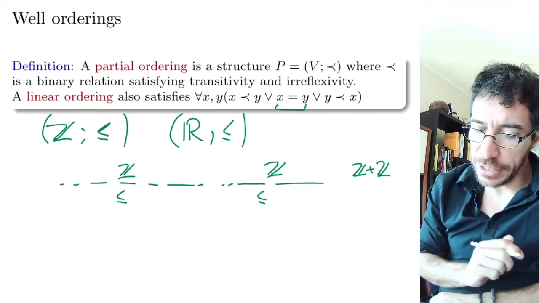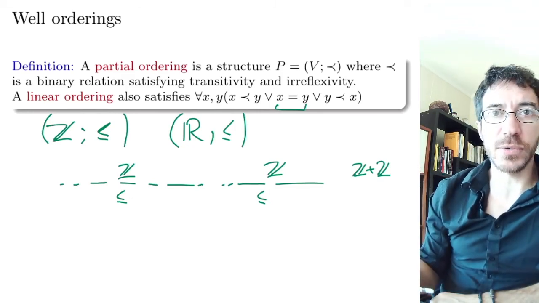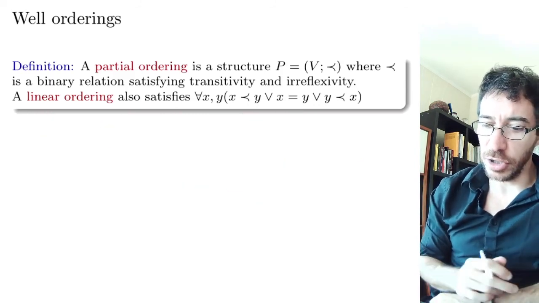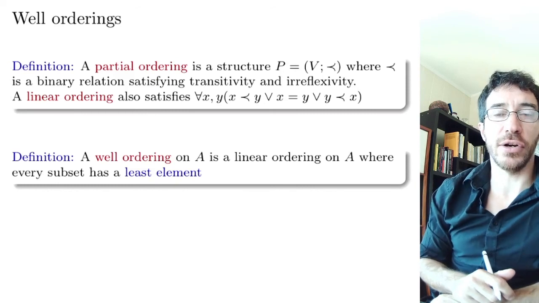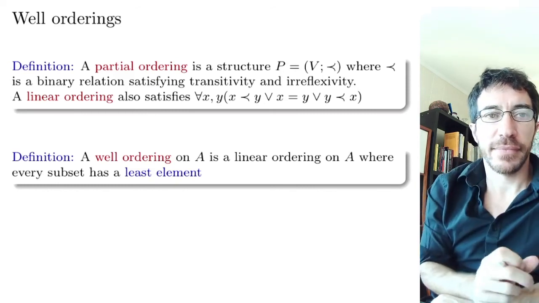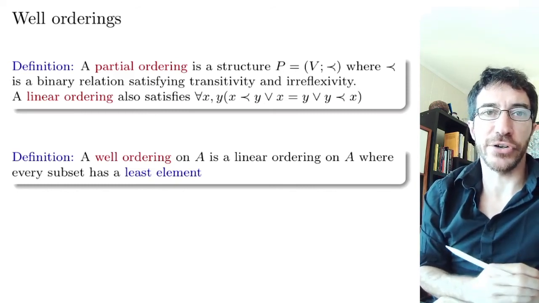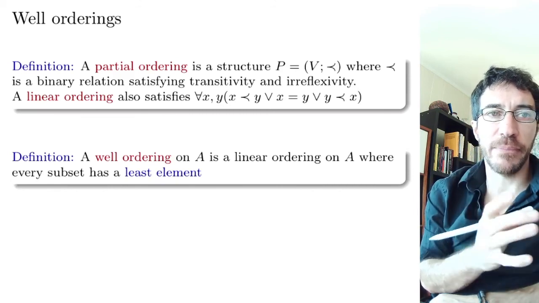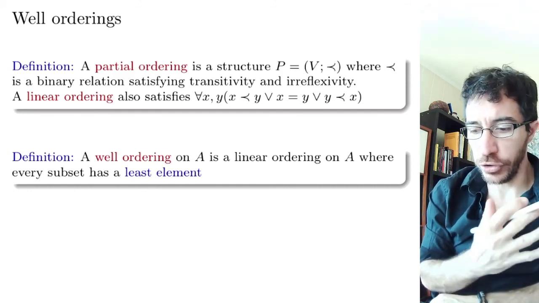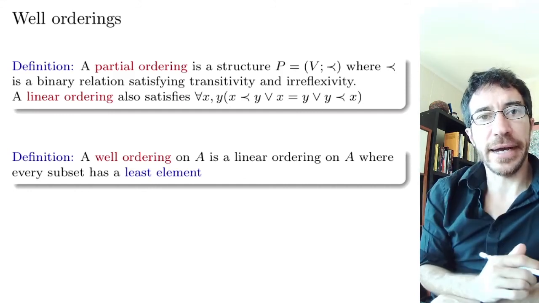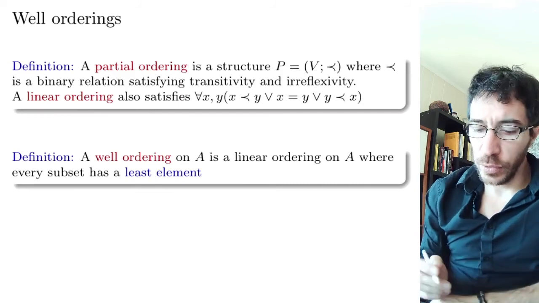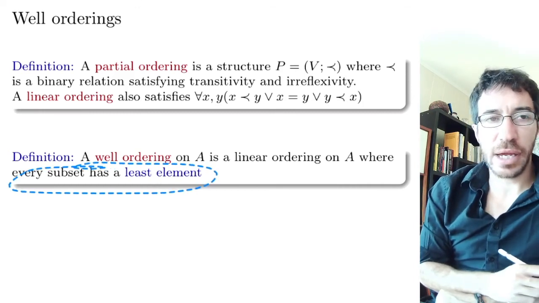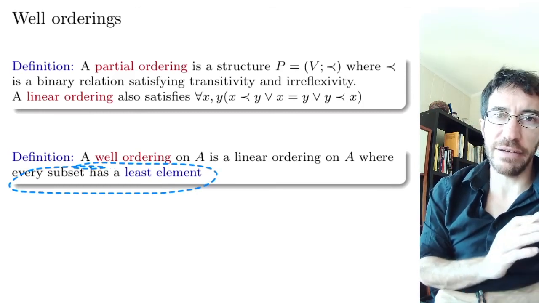Okay, so those are linear orderings. What we're going to be discussing is a particular class of linear orderings, and they are called well orderings. So they are, I guess, better than linear orderings in some sense. A well ordering on a domain A is a linear ordering with the property that every subset has a least element.